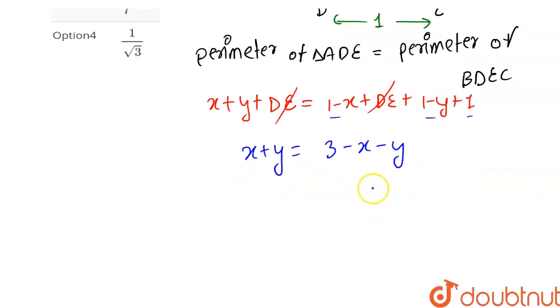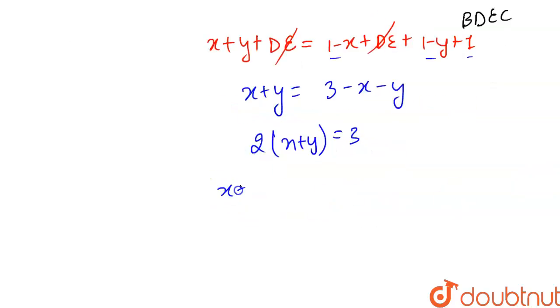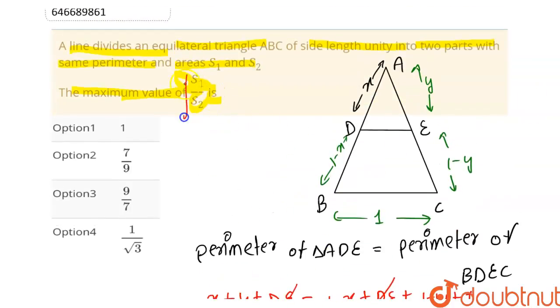When you take minus X and minus Y to this side, it is twice of X plus Y, and it is equal to 3. So from this we can say that the value of X plus Y becomes equal to 3 by 2, right? Now here we have to find S1 by S2. We have to find the maximum value of S1 by S2.